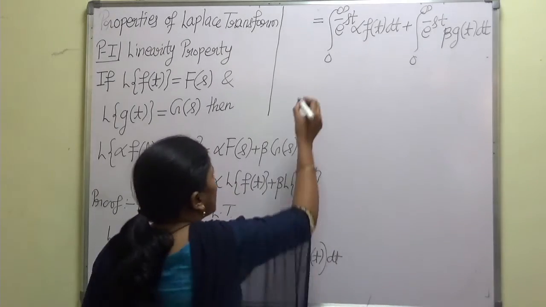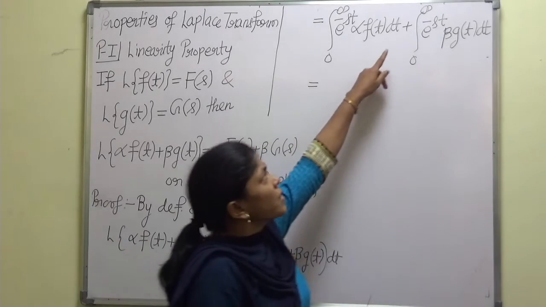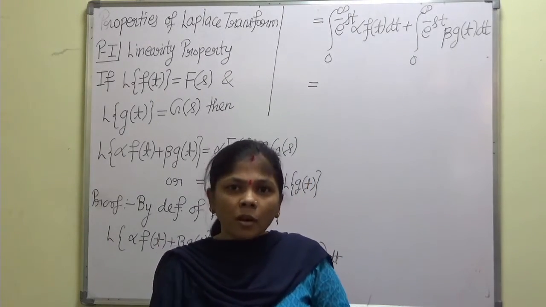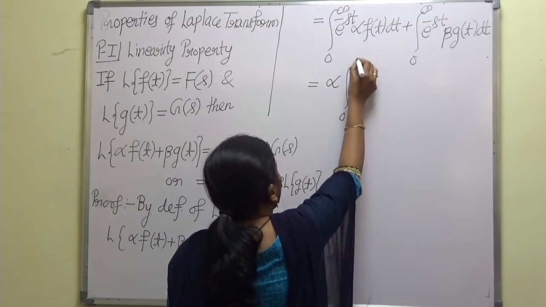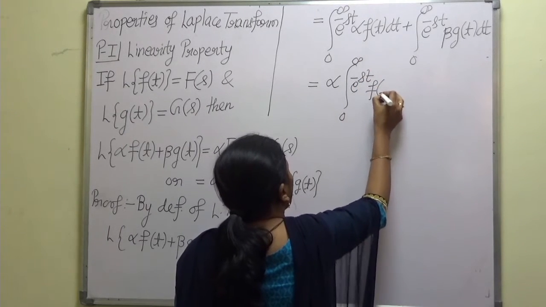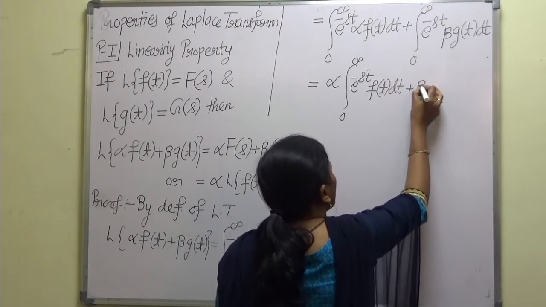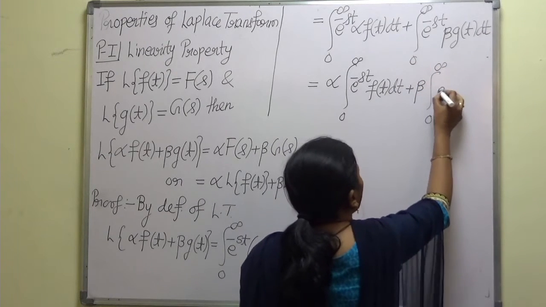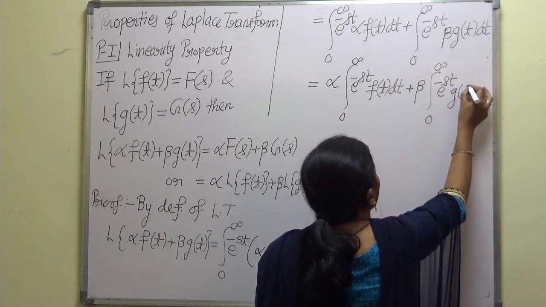Okay. Now alpha being a constant, why alpha is constant? Because integration is done with respect to t. So any term which is not containing t will be a constant. So alpha is constant. Take it outside. Integral 0 to infinity e raised to power minus st into f of t dt plus here also beta is constant, so it will be going outside the integral, e raised to power minus st. Here we have g of t dt.